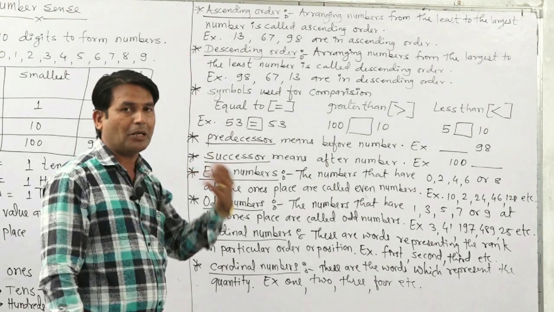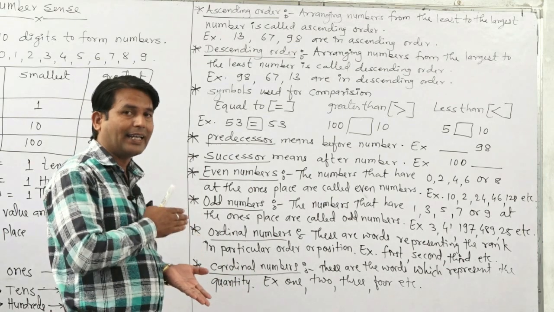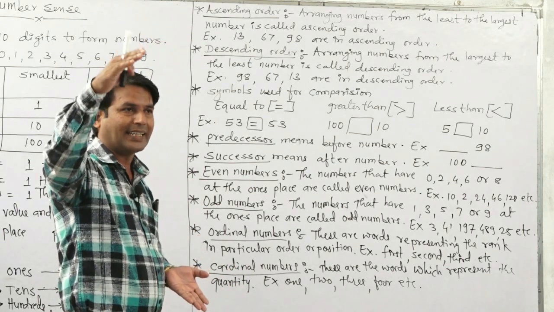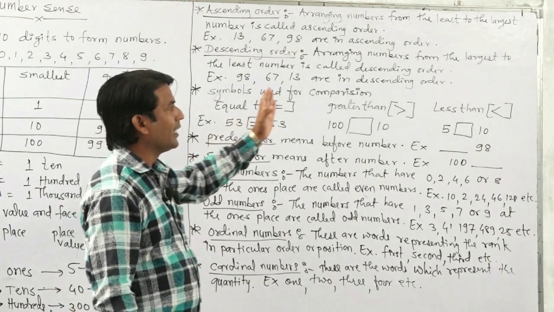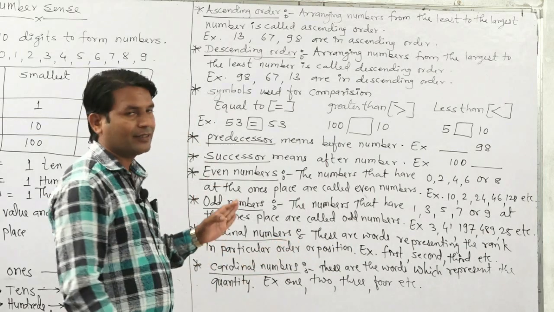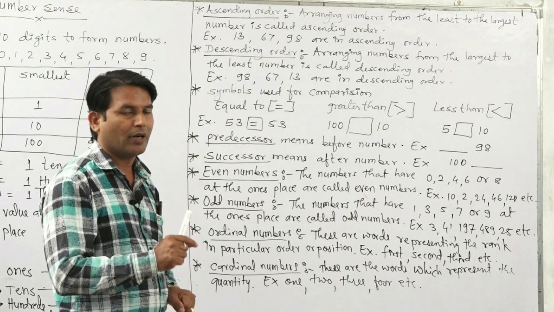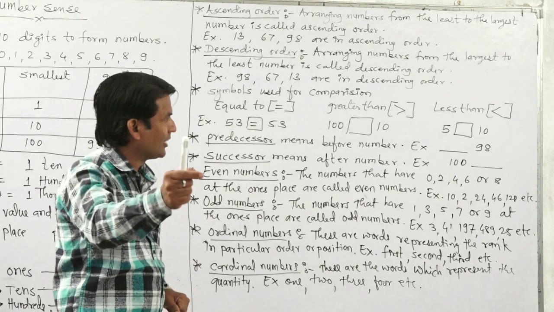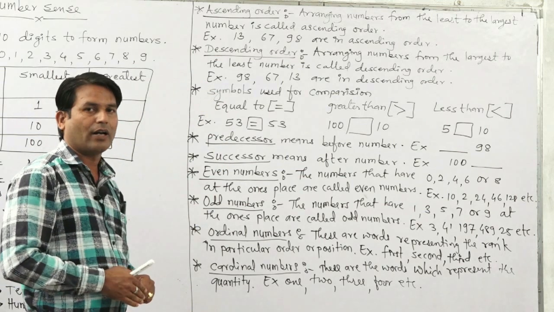Descending order. What is meant by descending order? Okay, ascending order we learnt as increasing order. Descending order means decreasing order. Okay, arranging numbers from the largest to the least number is known as what? Descending order. Arranging numbers from the largest to the least number is known as descending order.